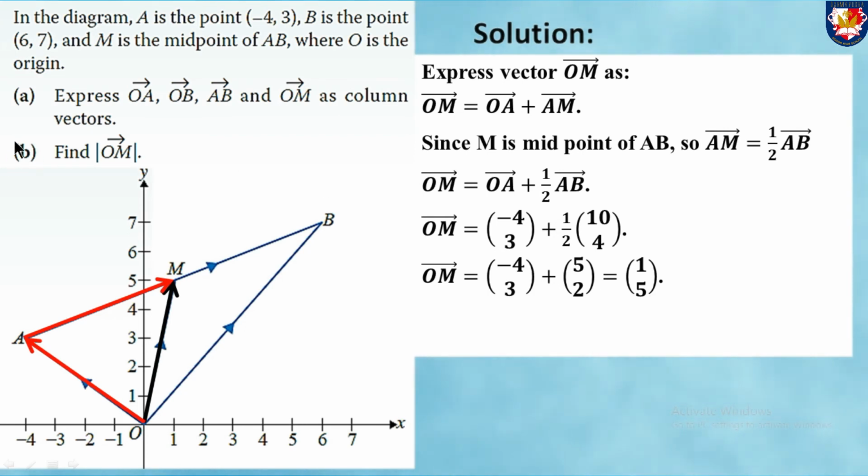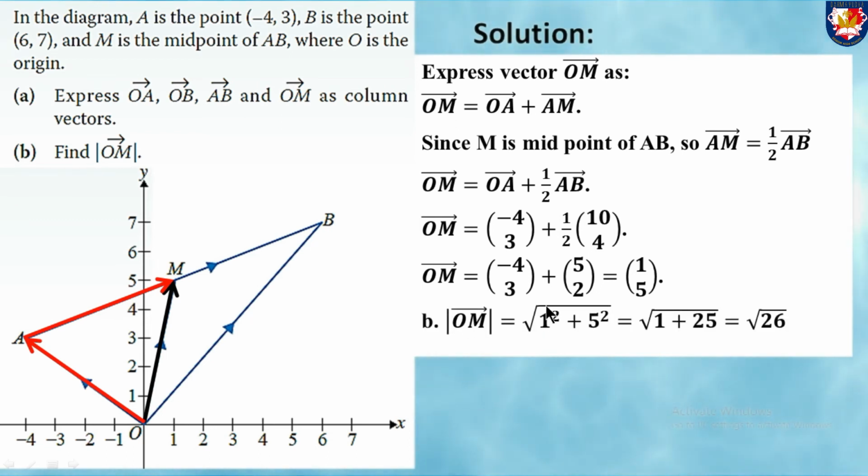Next, for part B, find the magnitude of vector OM. The magnitude of vector OM equals the square root of the sum of the squares of each component of vector OM. The components are 1 and 5, so 1 squared plus 5 squared equals the square root of 1 plus 25, which equals the square root of 26.